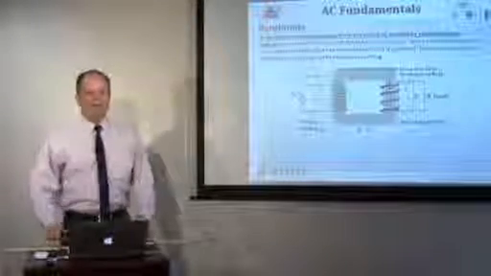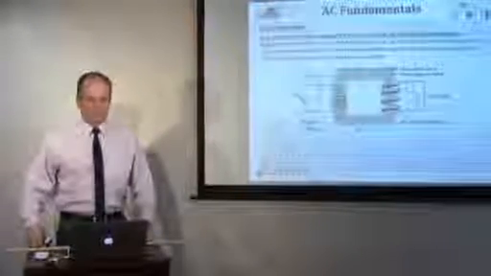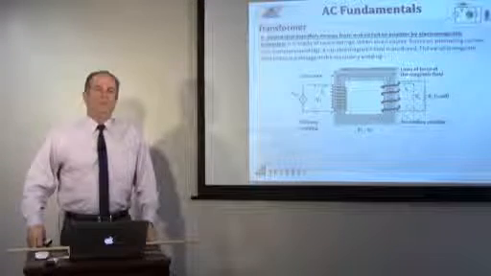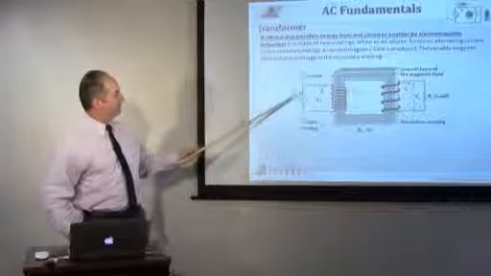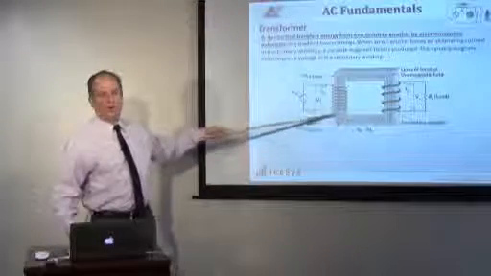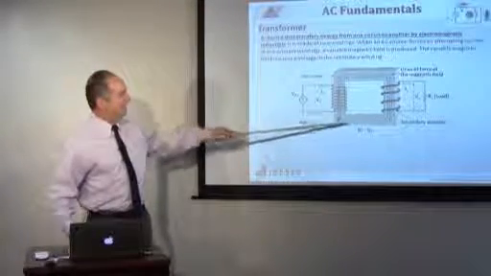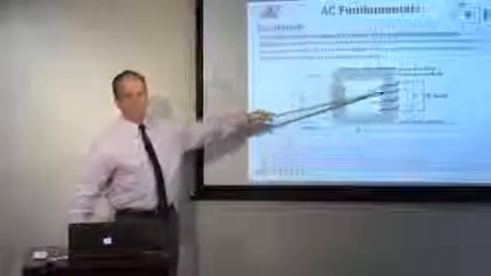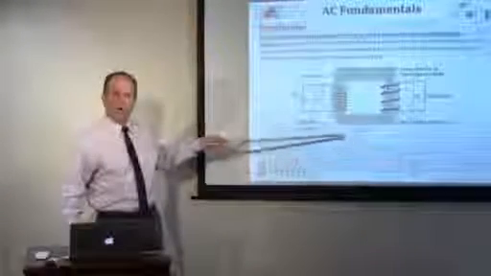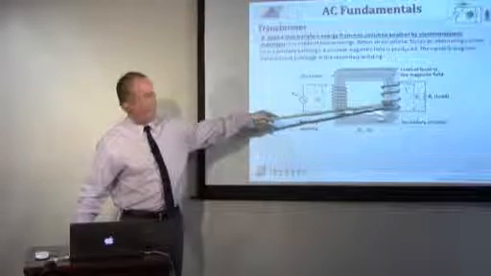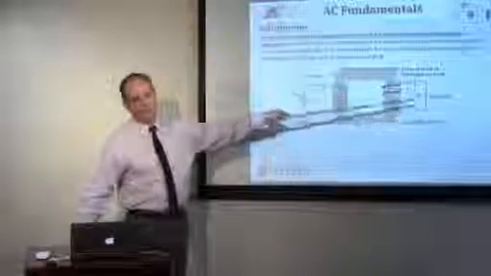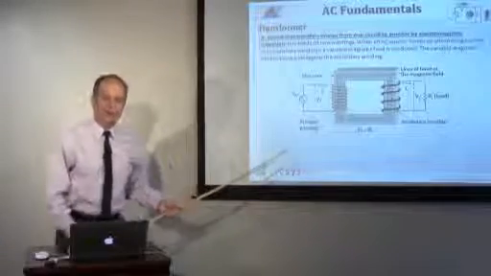Okay, now we're going to talk about a transformer. Transformers work with AC only. In a transformer, we're putting a voltage and a current into a coil on one side, and through the magnetic field, and sometimes with a core so that we can increase that coupling, we have another coil on the other side that produces a voltage and a current because of Faraday's law.